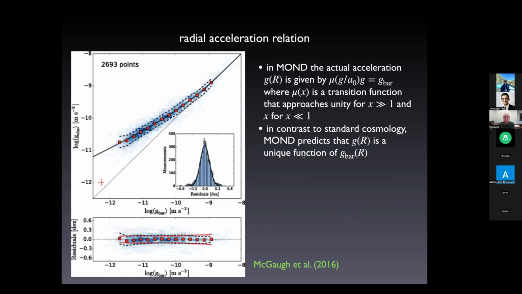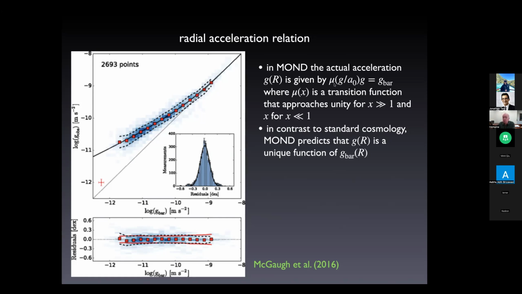The actual acceleration is given by a nonlinear function of the baryonic acceleration, defined by a transition function called mu, that approaches unity for an argument for accelerations much bigger than a naught. That's good because we know that Newton's law works very well when the accelerations are large, and it approaches the square root of G over a naught when the accelerations are very small.